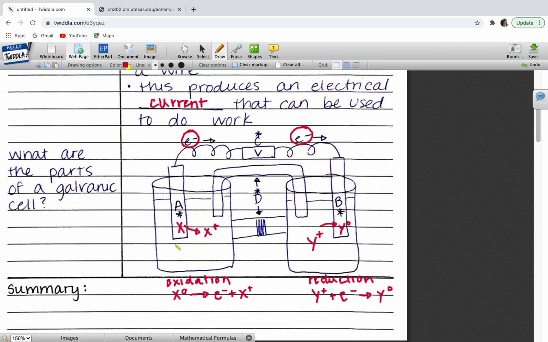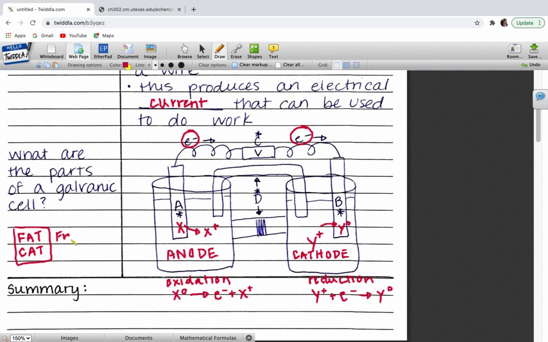So let's talk about the special names for these things. The place where oxidation is occurring is known as the anode, okay? The place where reduction is occurring, the cathode, gets a special name. We have a little acronym that helps us remember how this works. Fat cat. Right? You can remember fat cat.